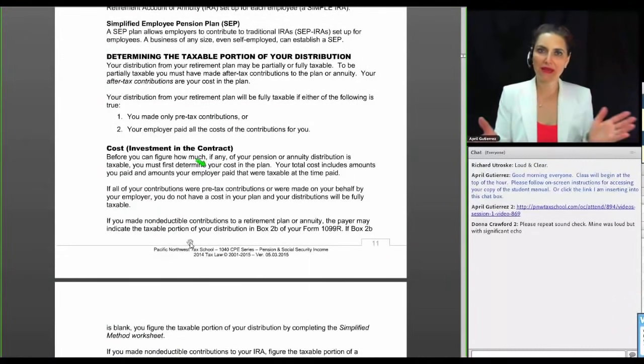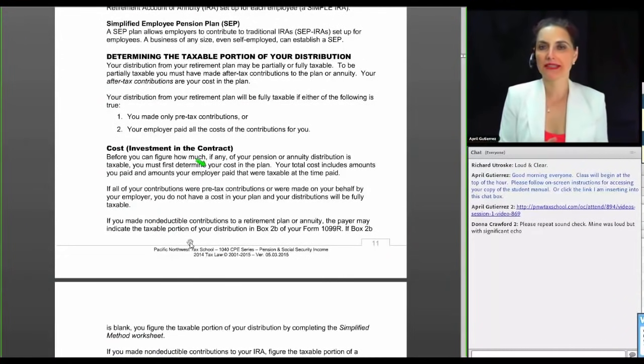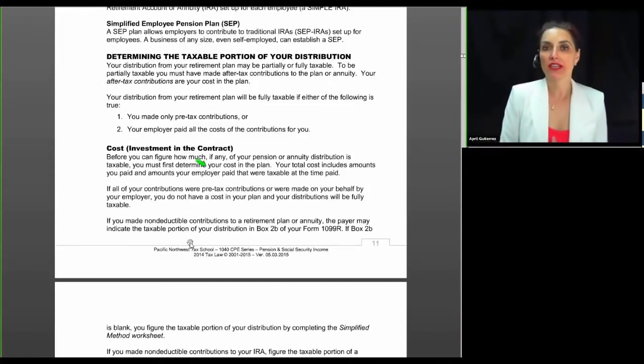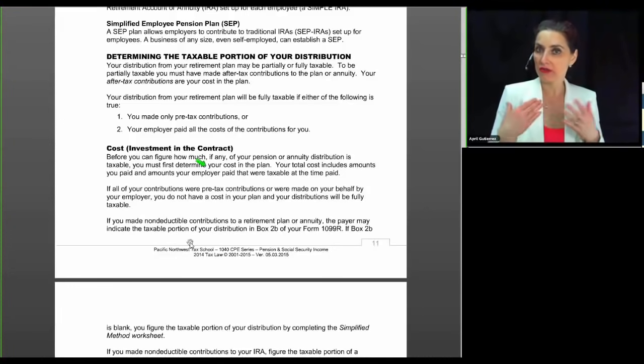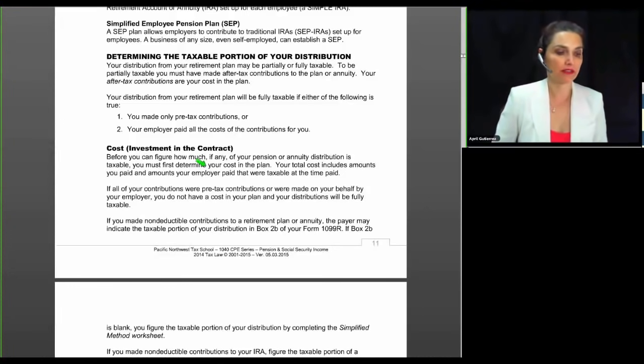Hello, everyone. Welcome back to class. We're going to pick up with the next segment of the day. Up until this point, we've really just been talking about definitions to understand some of the terminology of retirement accounts and how to read documents that are issued relating to distributions from those retirement accounts or relating to contributions to some of those retirement accounts. Now we're going to look at more meaty stuff.